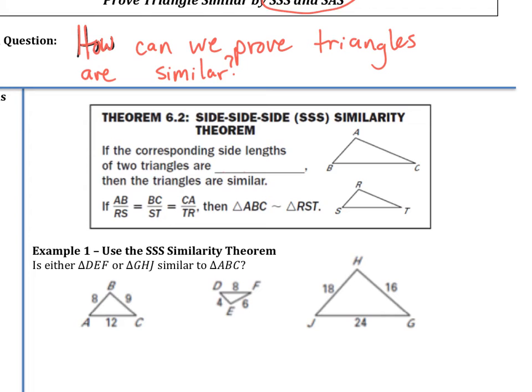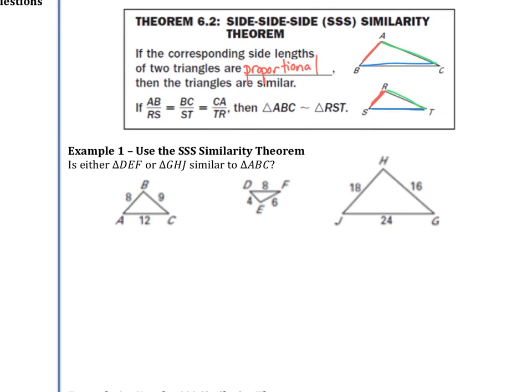So the side, side, side similarity theorem says that if all the corresponding lengths of two triangles are proportional, then the triangles are similar. So for example, if AB over RS is equal to BC over ST, and that's equal to CA over TR, then the triangles are similar. So let's talk about what that means.